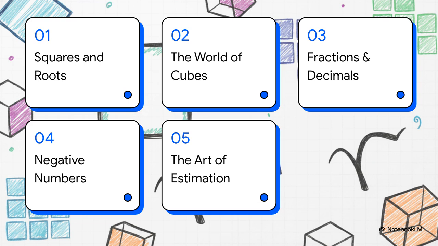All right, here's our game plan for today. First up, perfect squares and roots. Second, we'll explore the world of cubes. Third, navigating fractions and decimals. Fourth, decoding negative numbers. And finally, we'll wrap up with the art of estimation. Let's get right into it.